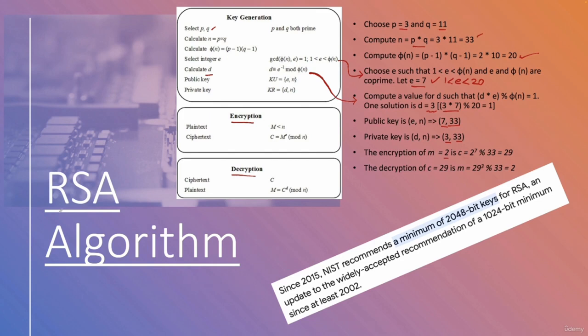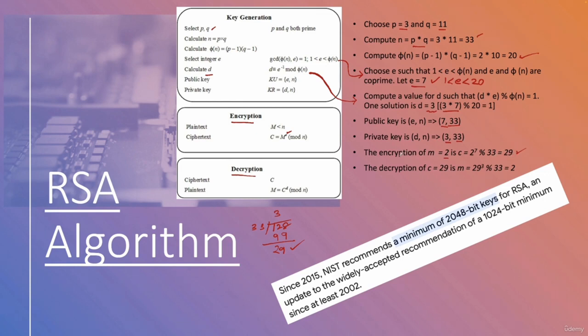So what is 2 to the power of 7? 2 to the power of 7 is 128, right? So we are saying divide 128 by 33. If we do that, 3 times 33 is 99, and we get the remainder as 29. If you see, this 29 corresponds to this value 29, right? So we have encrypted our plain text 2. How did we do that? We said plain text to the power of 7. Now 7 was the value e, this one, which is 7, % 33, 29.